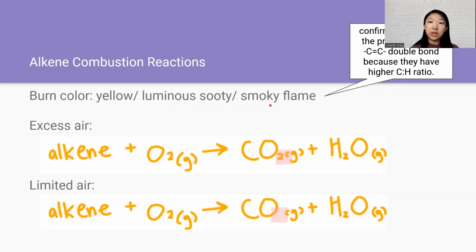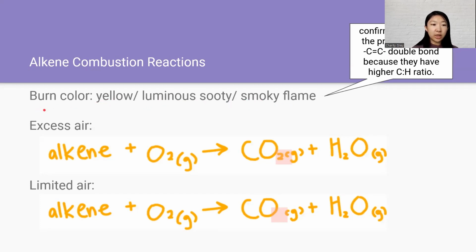This is an important thing to know because sometimes you'll be asked for a test: you have a bunch of liquid hydrocarbons, how do you know if that's an alkene or an alkane? Well, you can do a confirmatory test for a C-C double bond, right? If it burns blue, then you know it's an alkane. If it burns yellow and it's sooty and smoky, then you know it's an alkene. So this is a very good test that you can use.